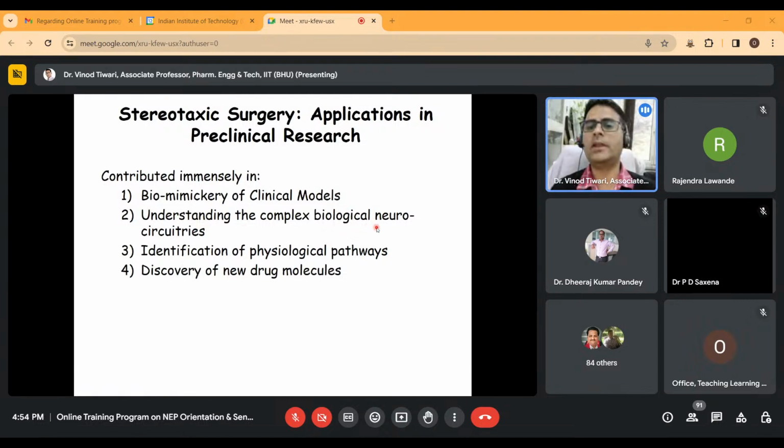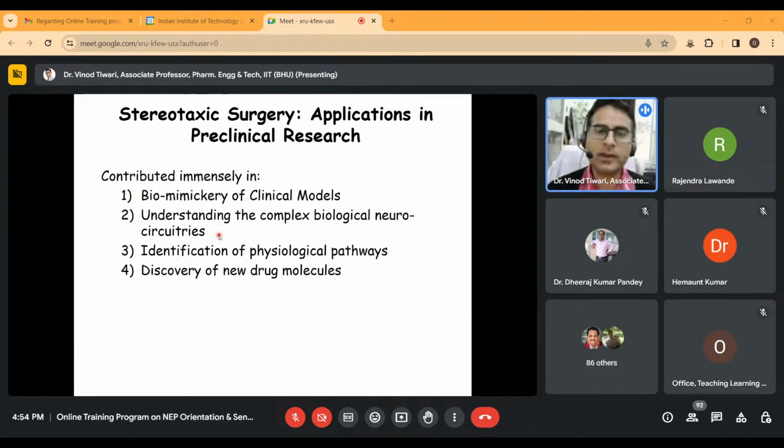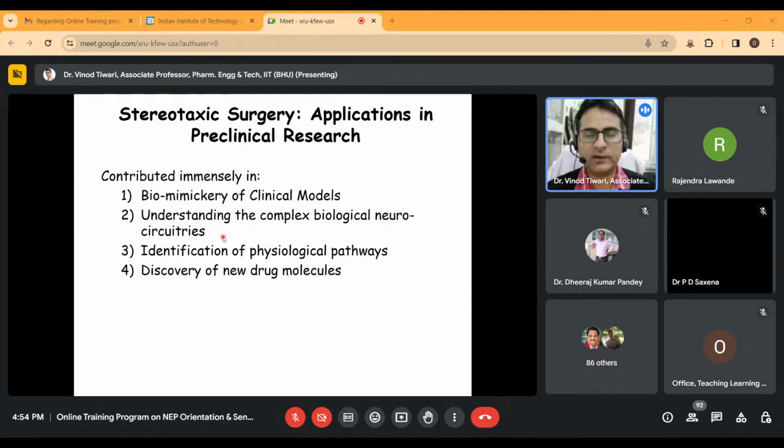Now, second is understanding the complex biological neurocircuitries. In human beings, we cannot subject them directly to experiments, right? We know that animals and humans are different from each other. They're not exactly the same, but at least some of the physiological or anatomical features are similar, at least to some extent. The hormones are the same, the neurotransmitters are the same, they might have some differences in percentage, but most of the things are the same, right? So we try to understand what those biological neurocircuitries are which are altered during the disease condition, and whether, if you give certain drugs or molecules, it can be treated.